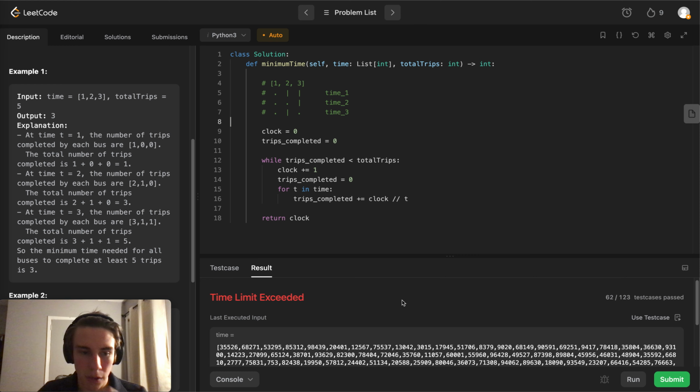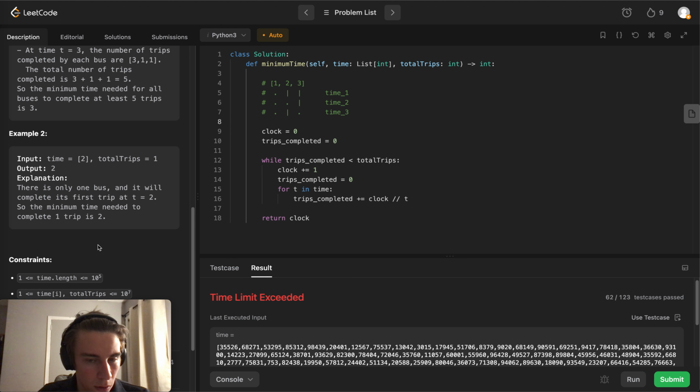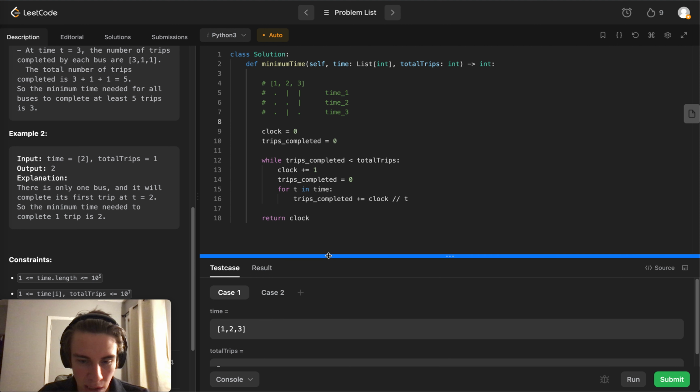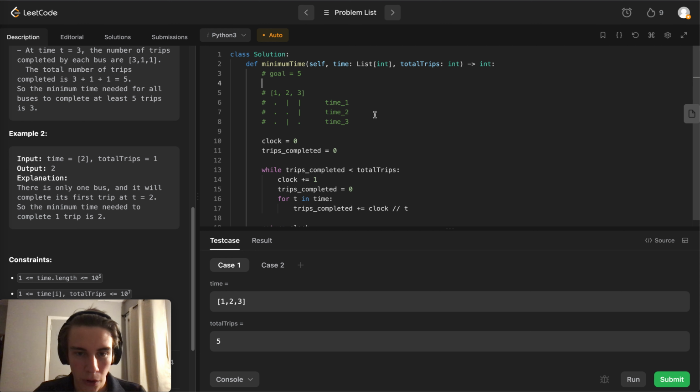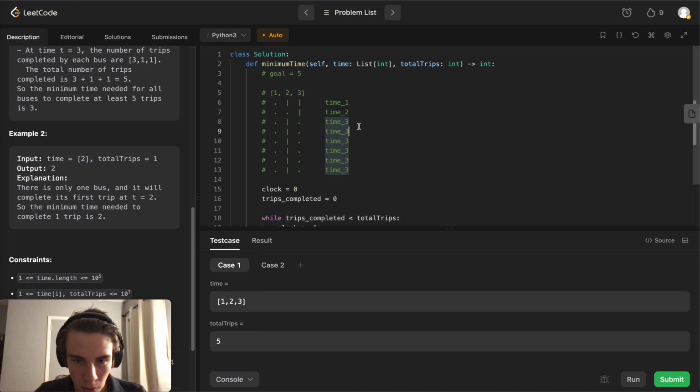Time limit exceeded. Okay, so this works besides for one issue. We are exceeding the time limit. Okay, let's draw another diagram. So our goal is 5, and if we do this a couple of more times, 4, 5, 6, 7, 8, we will see that this is essentially in line.